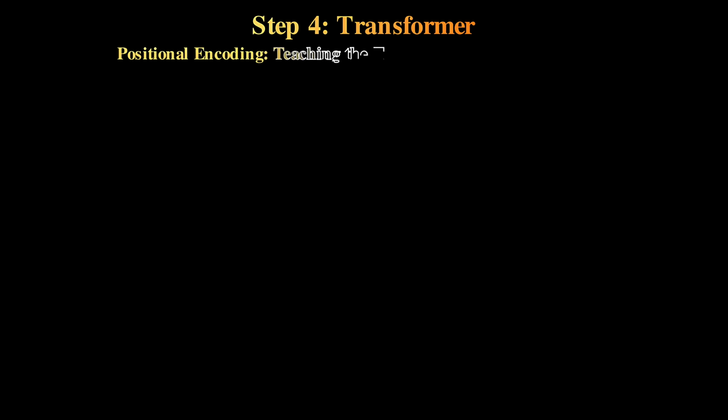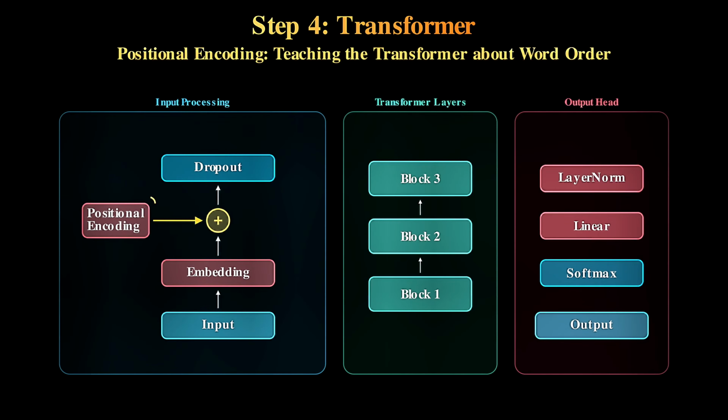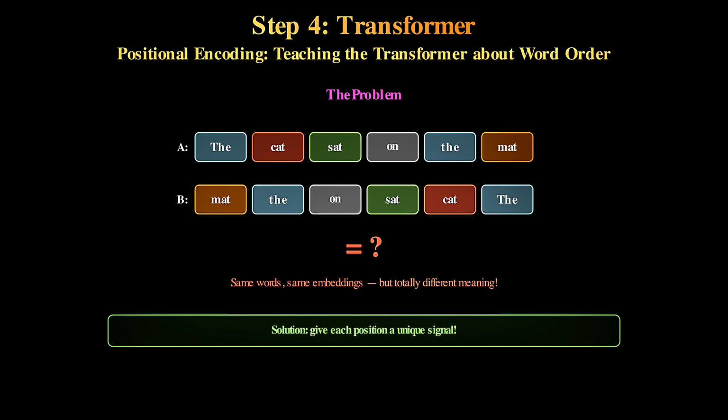Now let's zoom into positional encoding, how the transformer learns about word order. Here's the problem. If we shuffle the words in a sentence, the embeddings stay the same, but the meaning changes completely. The cat sat on the mat, and mat the on sat cat the use the same words but mean very different things. The solution? Give each position a unique signal, a positional encoding.